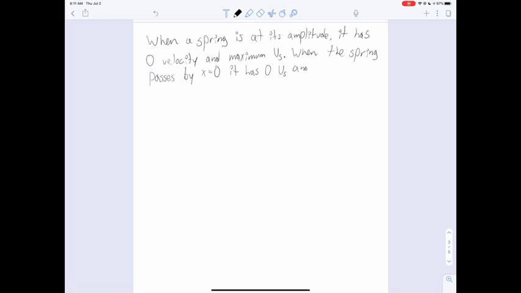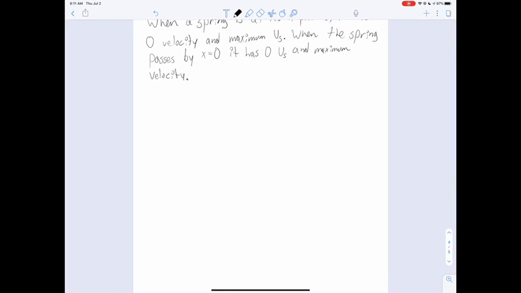And this should make sense to us because as it's passing through equilibrium where x is equal to 0, we expect it to not have any elastic potential because x is equal to 0, and plugging that into our equation would give us 0 for a value. Now what I'm going to draw here is actually how total mechanical energy, kinetic energy, and elastic potential energy are related to each other visually in the graph.